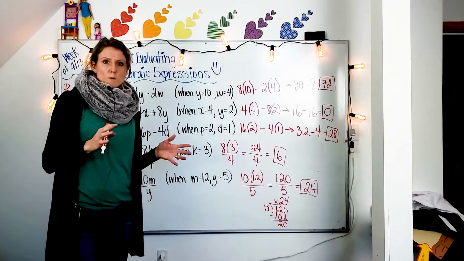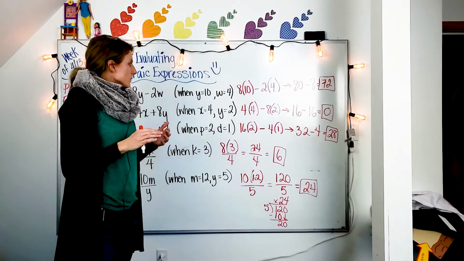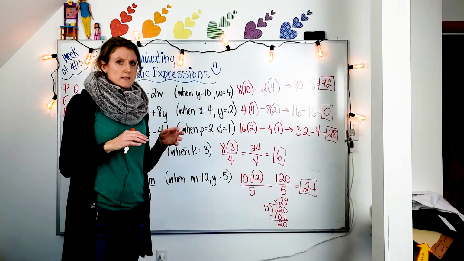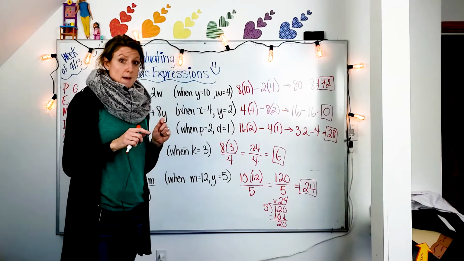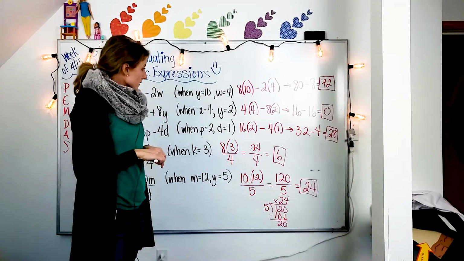All right, we're going to do one more set, and this is where we're going to get into a little bit more with exponents. We are going to do a couple that have a square squared in them. Okay, so stick with me. I'll clear the board and I'll be right back.